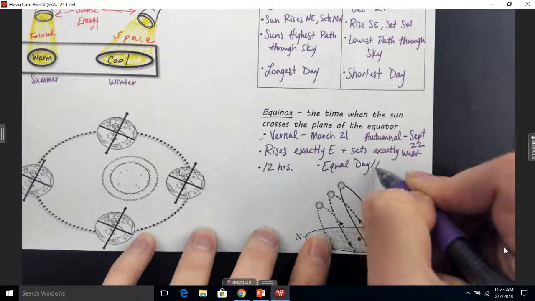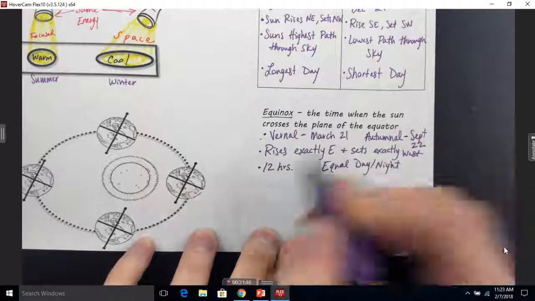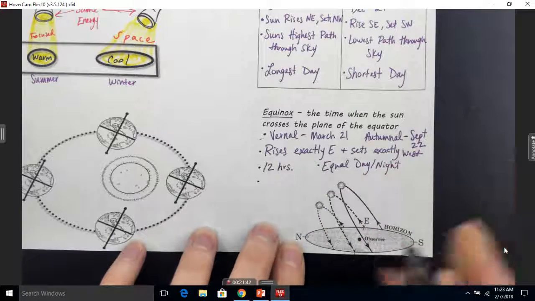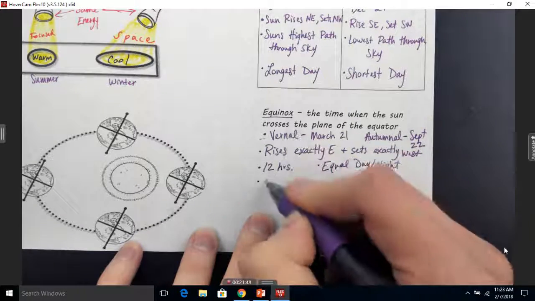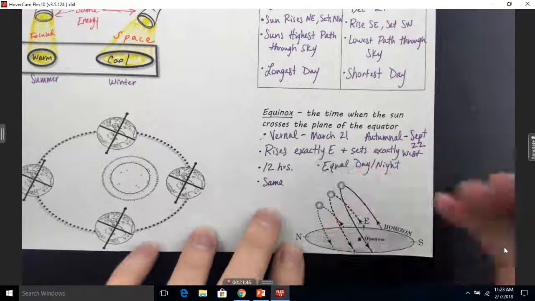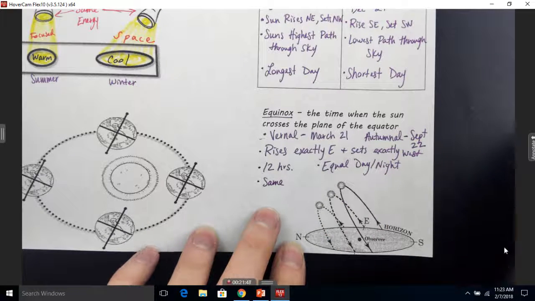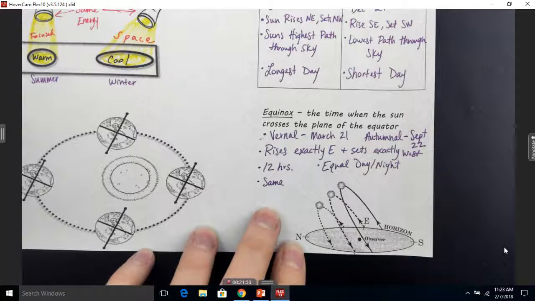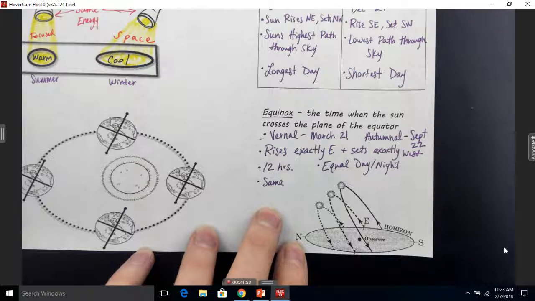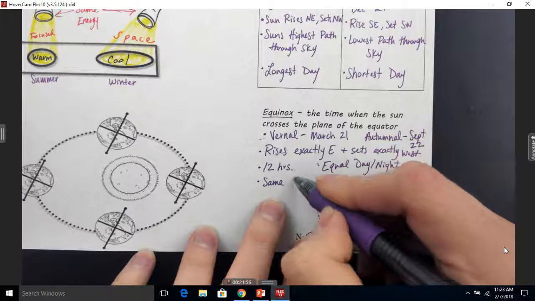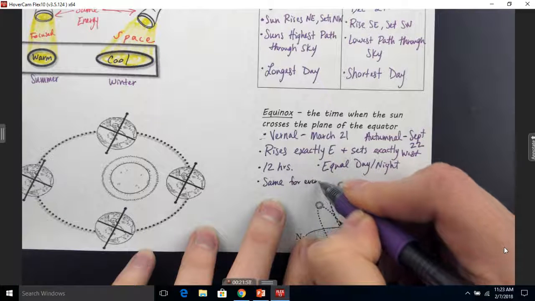Equal day and night. 12 and 12. And it's the same for everyone on earth. Not that it's the same season for everyone on earth. It's like everyone on earth experiences the equal day and night on those days. Does that make sense?